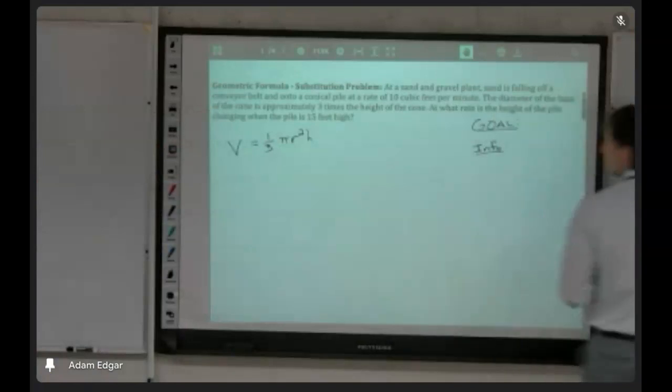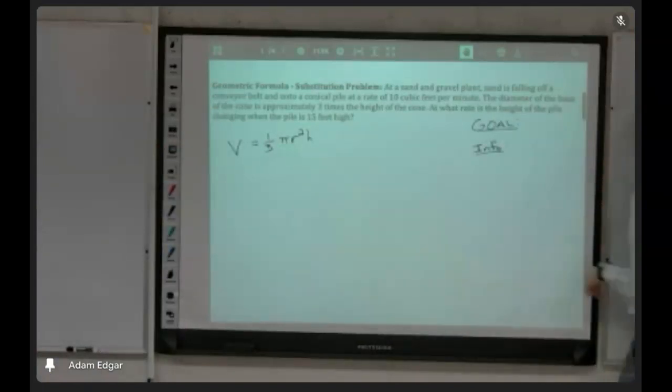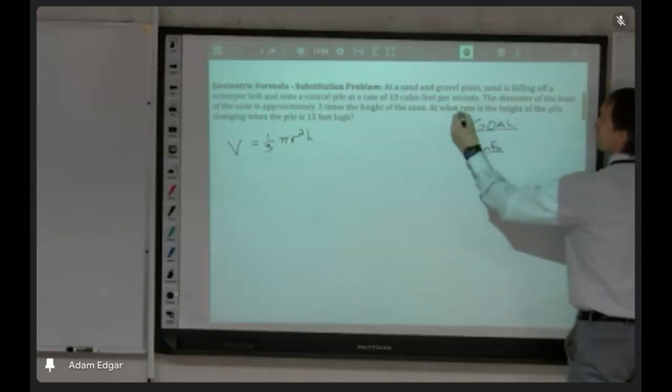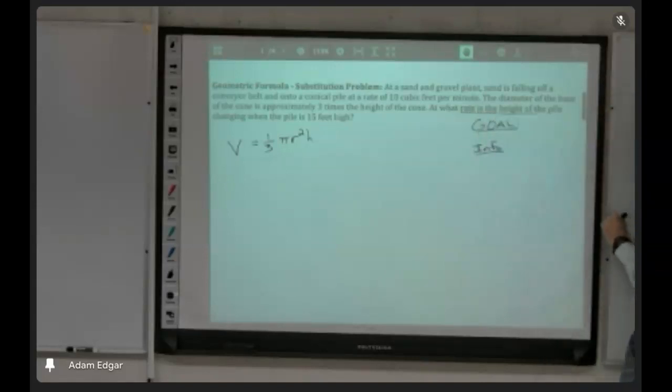All right, what's the goal? Rate of change of the height. So, what's that? dh/dt. Then, information. What stuff do we know about this cone?